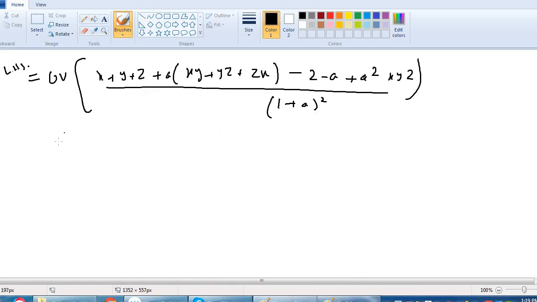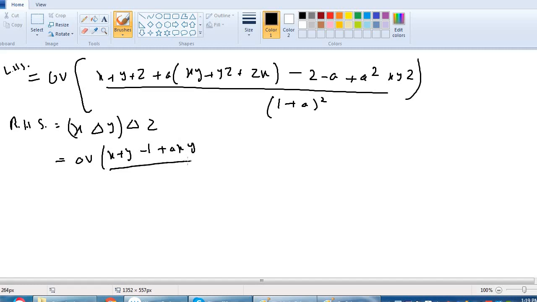Next we take the right hand side and we solve the right hand side. You see that we again get the same answer. In right hand side we can write it x delta y bracket into delta z. If we apply x delta y in the formula of T norm, we get 0 union x plus y minus 1 plus axy whole divided by 1 plus a. This is whole, apply now delta z on it.